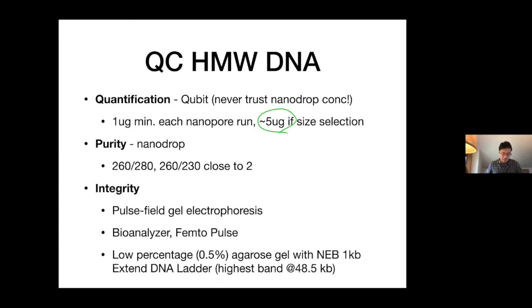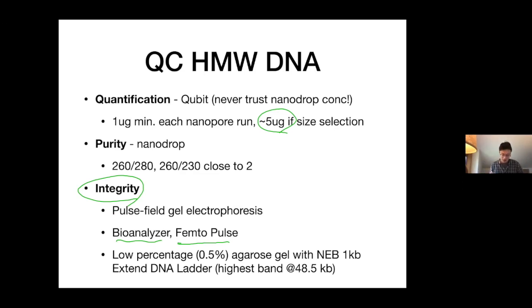To get to know the size of your DNA, the integrity part, you can run pulse field gel electrophoresis. This requires special equipment, or you can use Bioanalyzers or Femto Pulse. So Cornell has a Femto Pulse equipment. So basically, you will give them your DNA, you submit the order, and they will do it, and they will give you results back. But that takes a few days for them to do all the stuff.